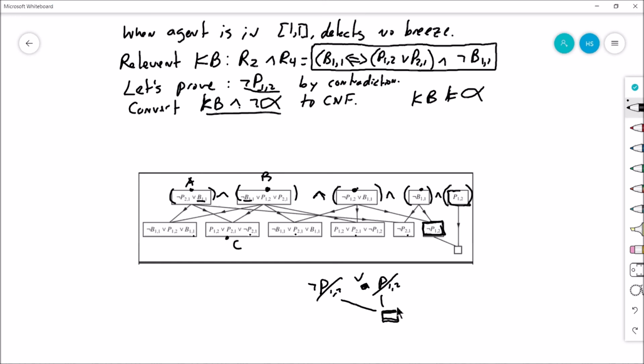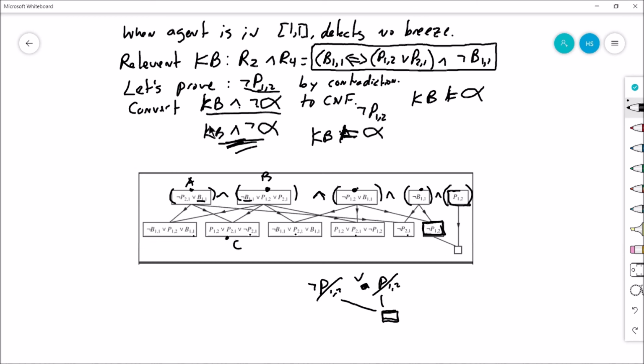So what does that mean? That means then that it is false to say that our knowledge base and not our sentence is true. So this then is false. So that's a contradiction, right? So since this is false, it must mean that this is true, right? That the opposite is true. That is to say that our knowledge base entails the sentence we're trying to prove, which is not P12, okay?